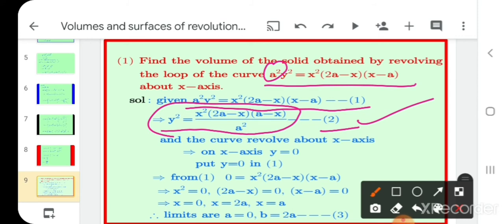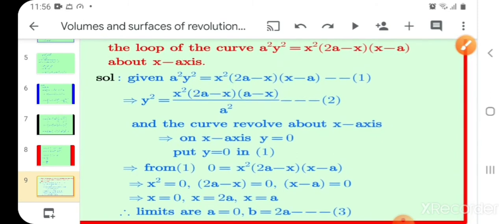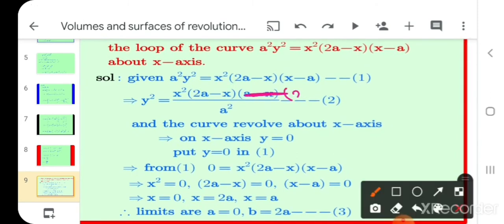By sending a square to the RHS, what do we get? x square into 2a minus x into x minus a by a square. Okay, this is x minus a, sorry. x minus a by a square. This is the given equation. This is the value of y square. What do we find here now?